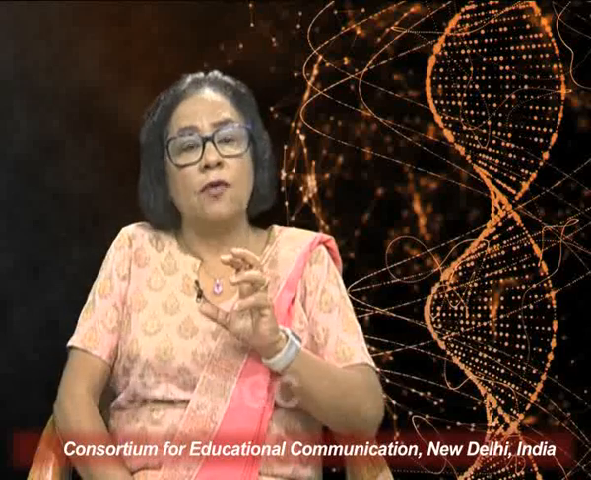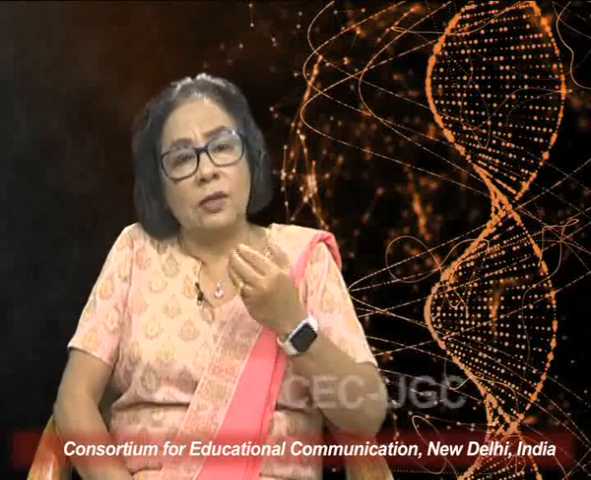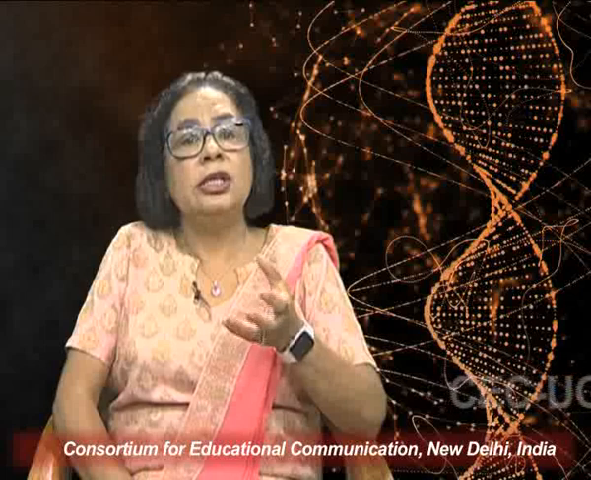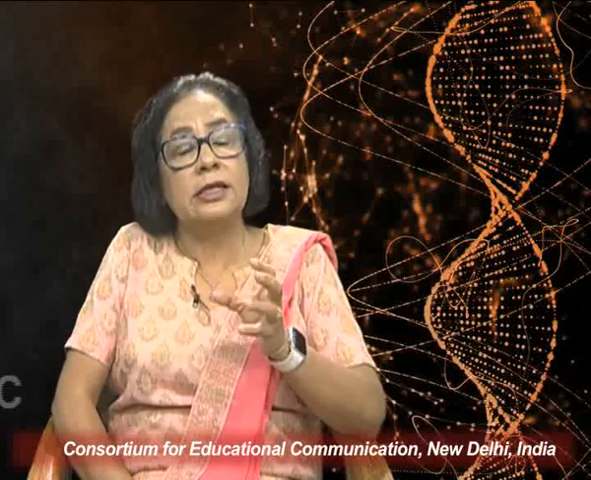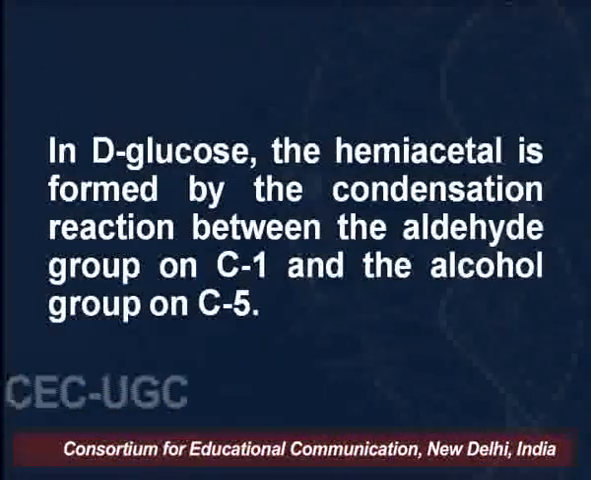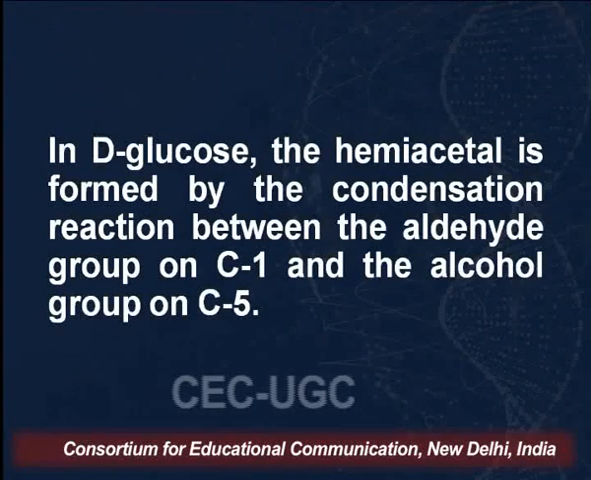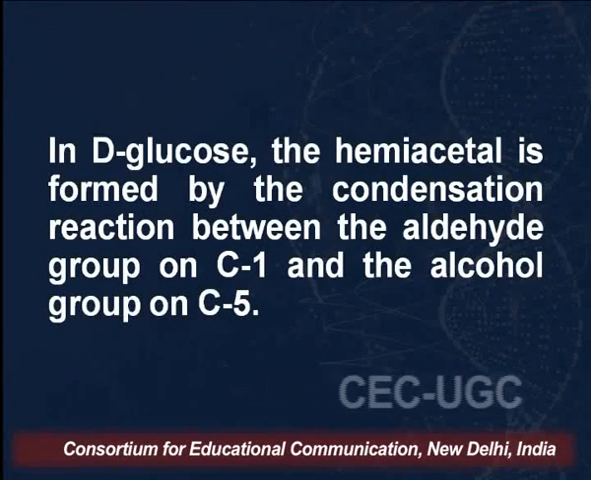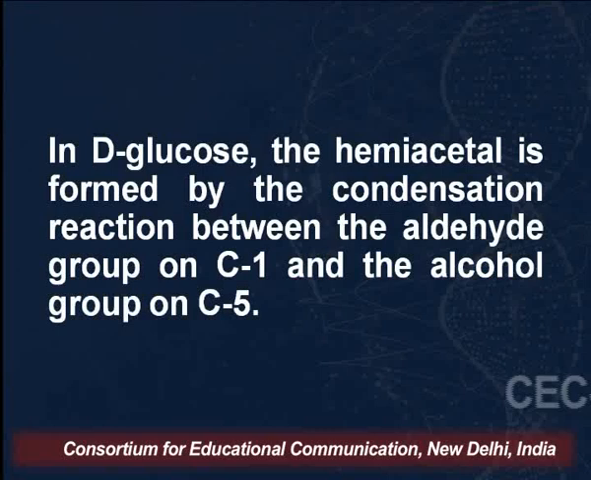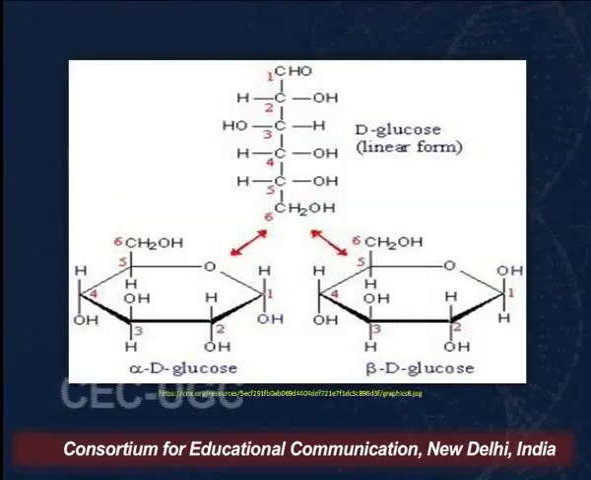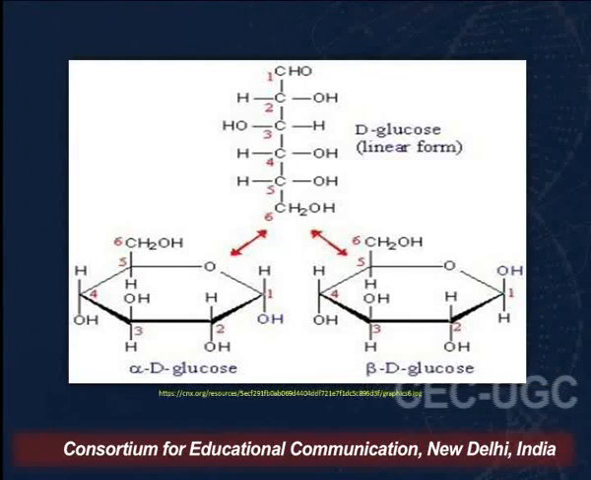Now what was found, and what we'll be discussing also, is that in D-glucose the hemiacetal is formed by the condensation reaction between the aldehyde group on C1 and the alcoholic group on C5. And this results in the formation of two cyclic structures.